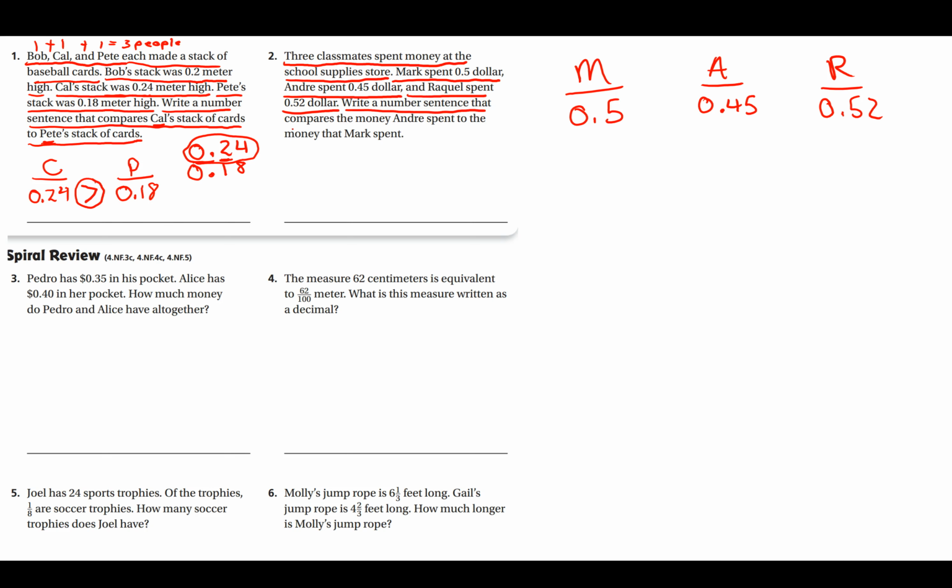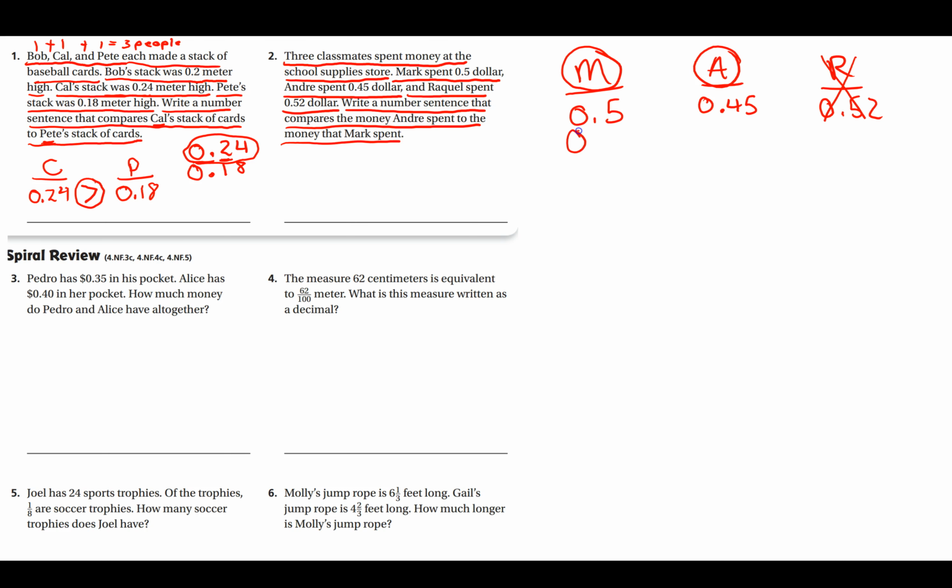Write a number sentence that compares the money Andre spent to the money that Mark spent. So again, I'm comparing Mark and Andre only. So Raquel's information we actually don't need. So we're just writing a number sentence. It's basically the same thing that we did on number 1. So again, I'm going to write these numbers vertically. So I already have Mark's number here. Let's put Andre's number underneath.